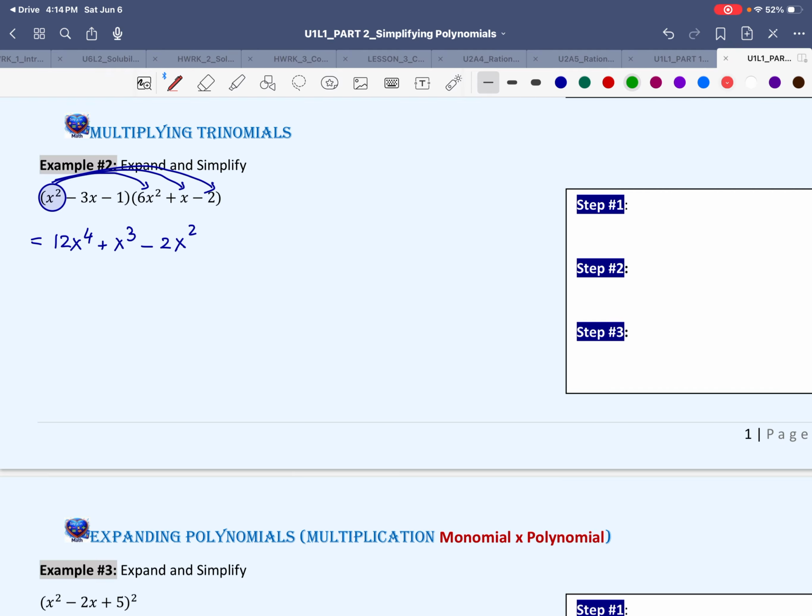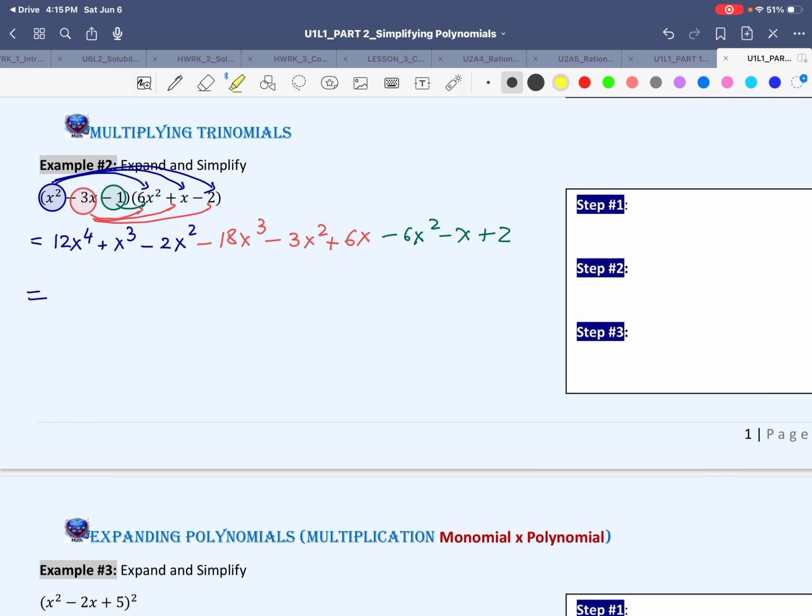Next, we have the term negative 3x. Negative 3x will multiply every term in the second trinomial. So negative 18x to the power 3, negative 3x to the power of 2, and positive 6x. Lastly, we will have negative 1 multiplying every term in the trinomial. So negative 6x squared, negative x, and then plus 2. So this is an expanded expression, and we'll continue now with grouping like terms.